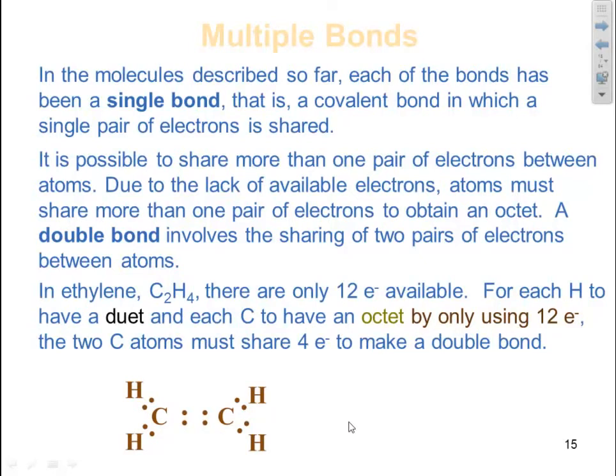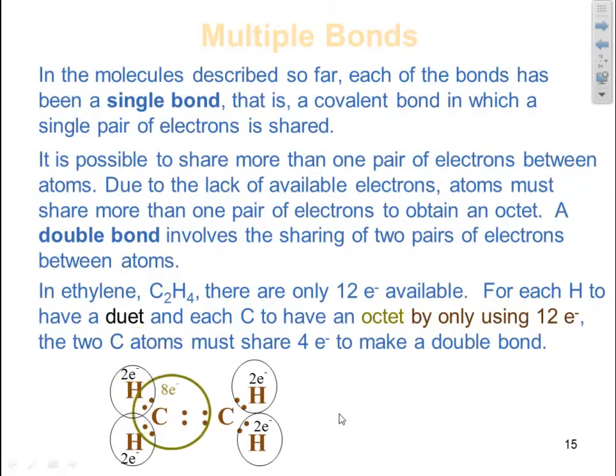Now, to share the 12 and still reach our octets and duets, we have to share more between the two carbons. So we have 4 electrons between the carbons. We couldn't give them just 8 by themselves if that would take more electrons than we have. Notice hydrogen has 2, 2, and 2. So each of the hydrogens has their duets.